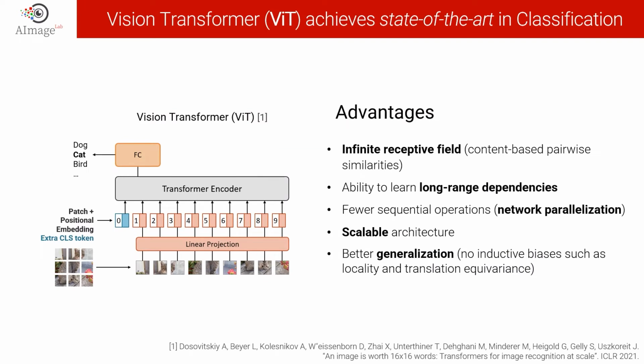Despite having been initially proposed for natural language processing, transformer-based architectures have recently demonstrated their effectiveness also in many computer vision fields, reaching state-of-the-art results in several tasks, including image classification.